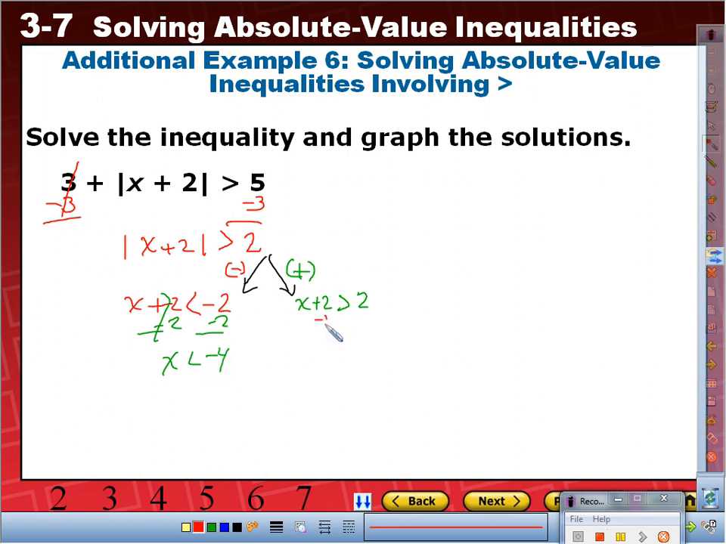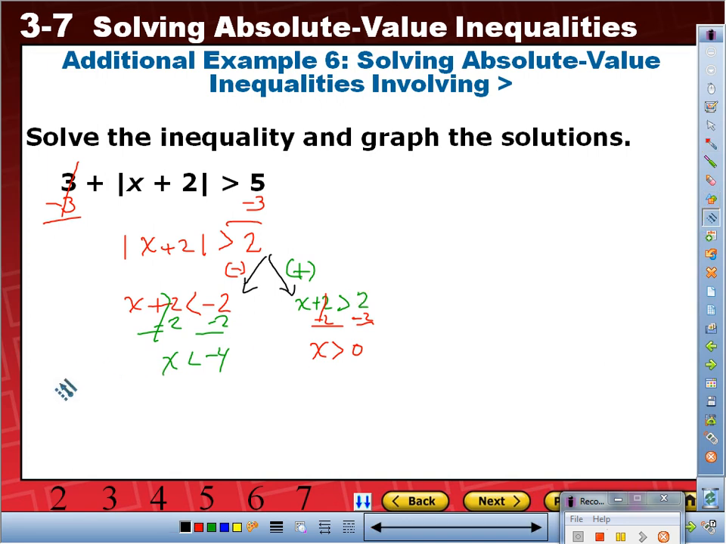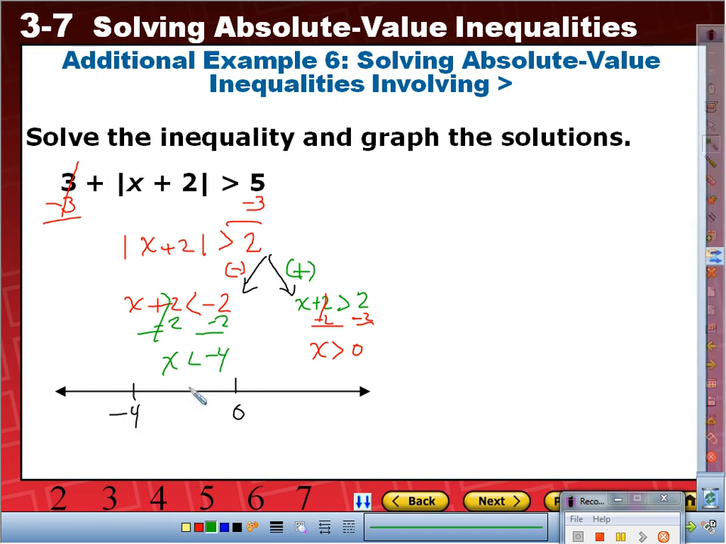This one, subtract 2, subtract 2. X is greater than 0. So simplify, isolate. Now let's plot this. Let's plot our solution. All right, so then therefore I got 0, negative 4. I'm going to start with a green one. Does it include the negative 4? No. I circle my spot, and it says x is less than that, so everything to the left.